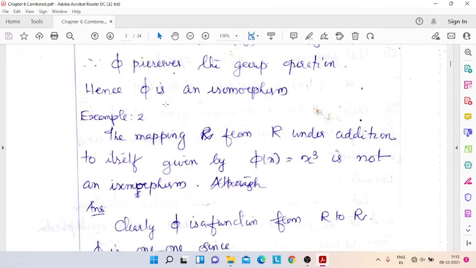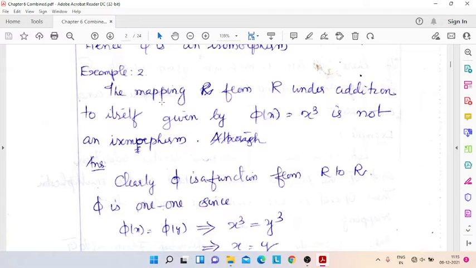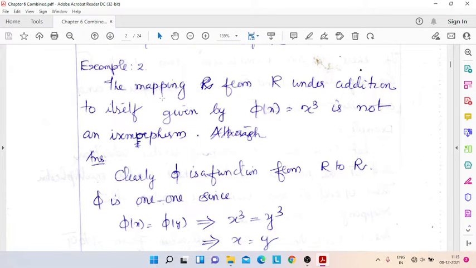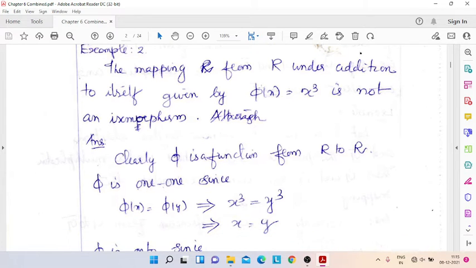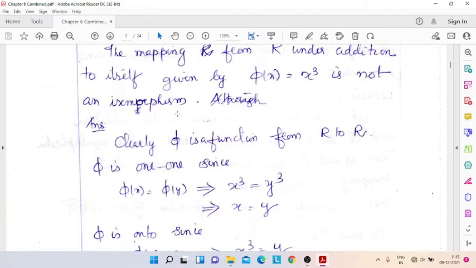Okay, therefore phi is an isomorphism. But next example, it's not an isomorphism. We are going to show that a function which is defined from one group to another group is not an isomorphism, so it's a non-example for isomorphism. The mapping defined from R, the set of real numbers, to R by phi of x equal to x cube is not an isomorphism.